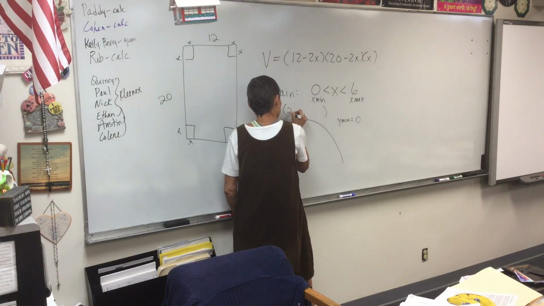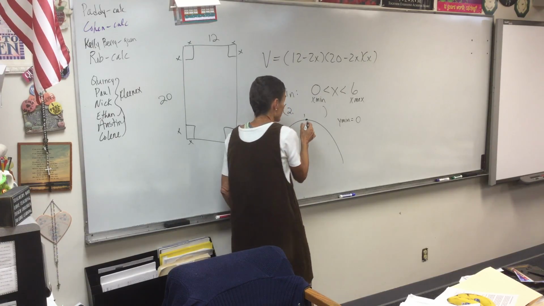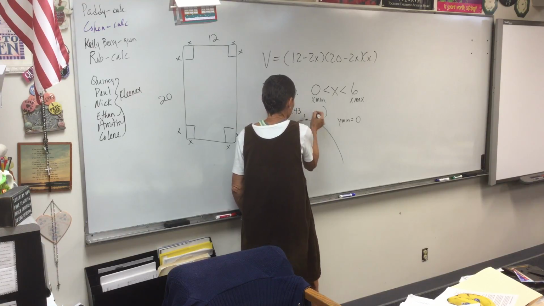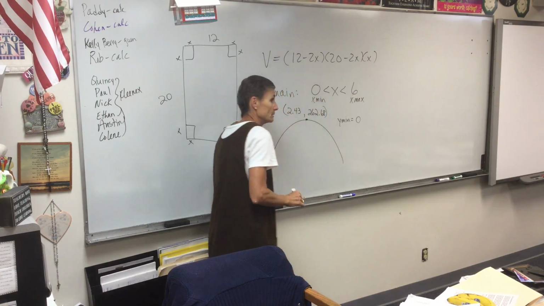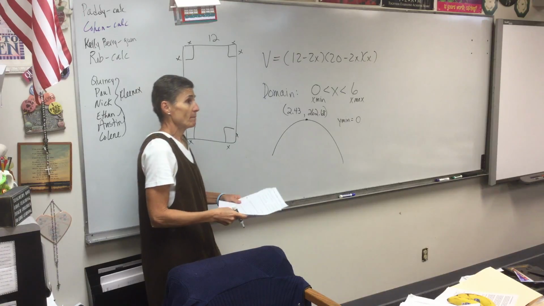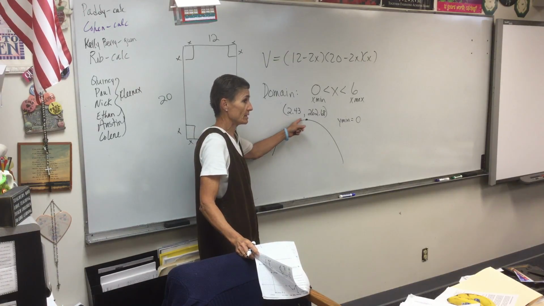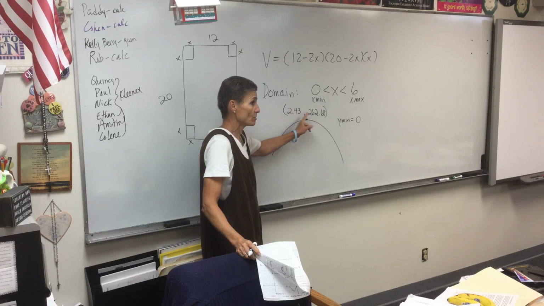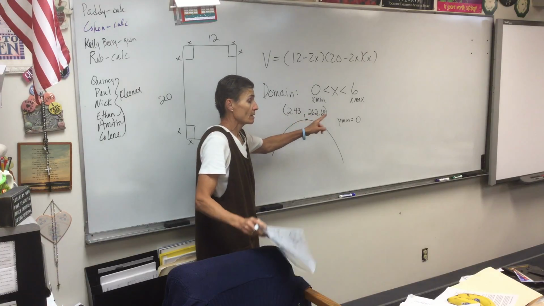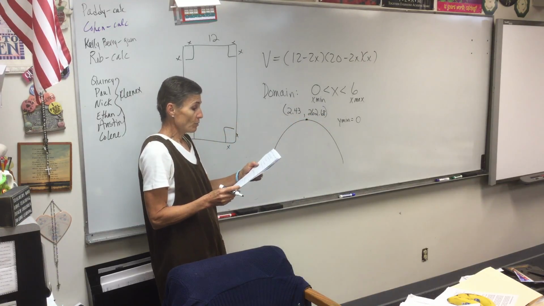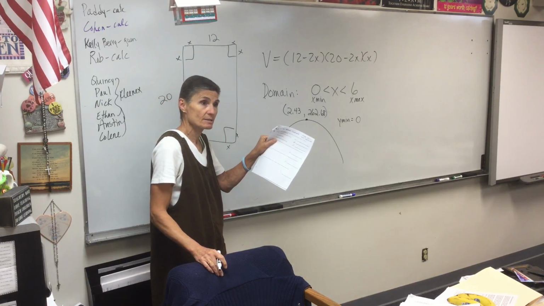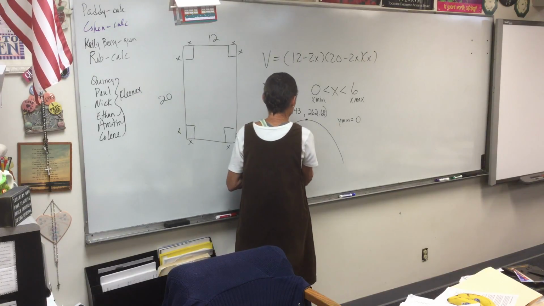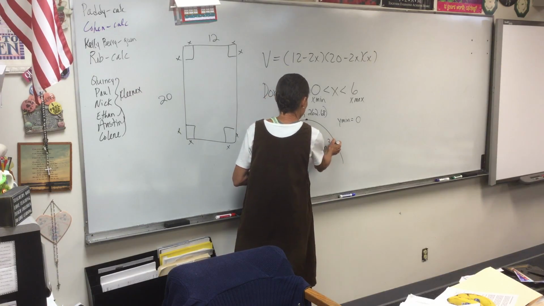262.68. And again, I gave away my calculator, so I don't know. Do we have agreement on that? Do those look okay? So what do we put in the answer blank that says find the maximum volume of the box? 262.68 cubic inches.